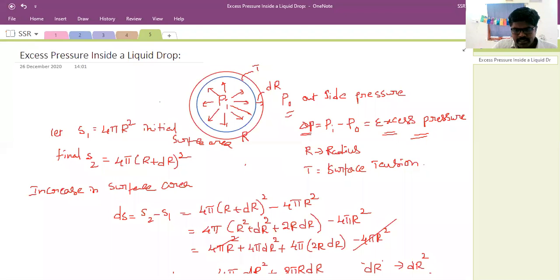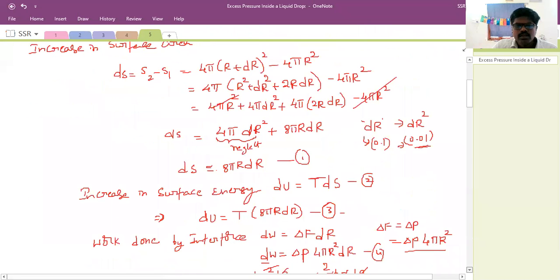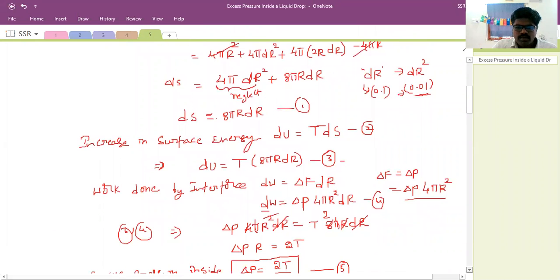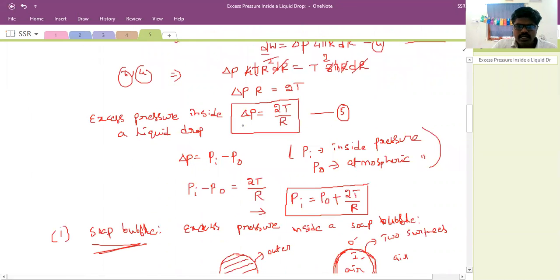First, we calculated the excess pressure inside a liquid drop by using the concept of surface energy equal to work done by internal pressure, that is delta P equal to 2T by R, where the internal pressure Pi minus the outside pressure P naught. Pi minus P naught is equal to 2T by R. Then the internal pressure Pi is equal to P naught plus 2T by R.